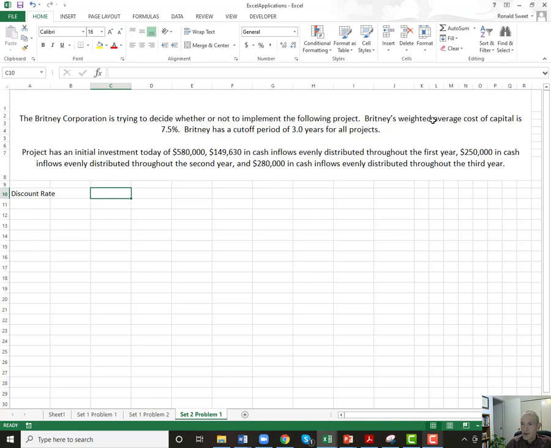Their weighted average cost of capital is 7.5%. Another assumption is their payback cutoff. Their cutoff is 3 years. We'll talk about that a little bit more. What she's saying there is, I want this project to be financially viable just after 3 years. If it takes 3.5 years or 4 years, that's too long. I don't trust it. So I want it to be 3 years.